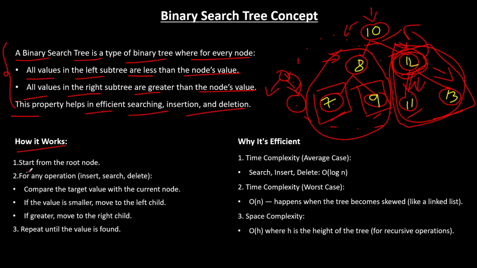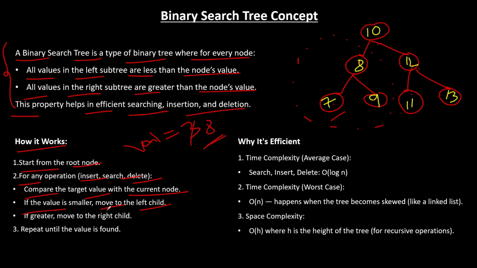And how it works: we start from the root node. For any operation, insert, search, or delete, we compare the target value with the current node. Suppose a target value has been given to you. Suppose it is 3 or 10, whatever. Let it be 8. If the value is smaller, we move to the left child. This helps in what? Let me tell you that.